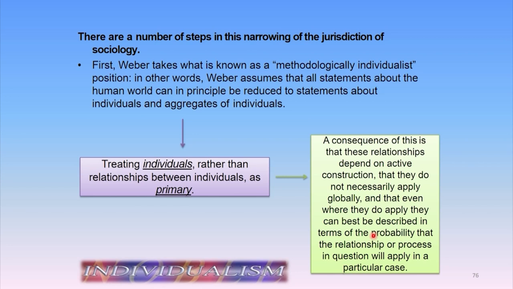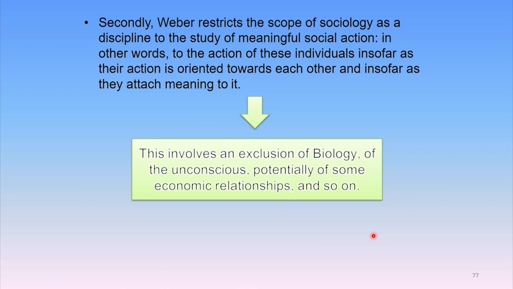The way Weber treats individuals as primary rather than relationships between individuals, and a consequence of this is that these relationships depend on active construction, that they do not necessarily apply globally, and that even where they do apply, they can best be described in terms of the probability that the relationship or process in question will apply in a particular case. And we have also discussed how Weber restricts the scope of sociology as a discipline to the study of meaningful social action in terms of value rational social action and goal rational social action. Goal rational social action is alternatively known as instrumental rationality.